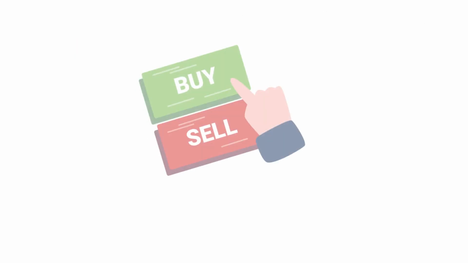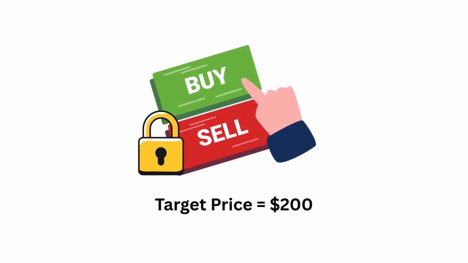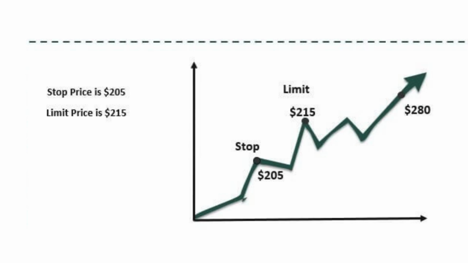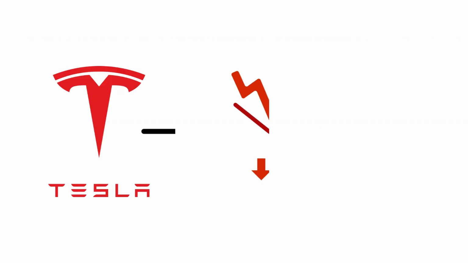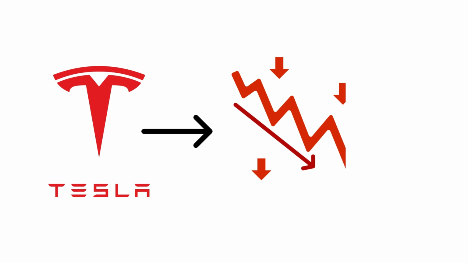Limit order. A limit order lets you buy or sell a stock at a specific price. It won't happen unless the market reaches your price. Example, you set a limit to buy Tesla at 200. It only executes if the price drops to 200.